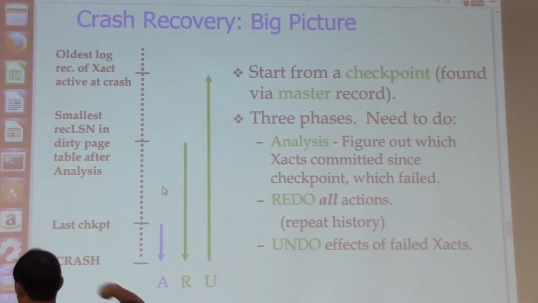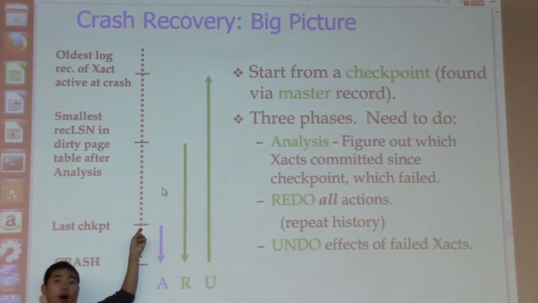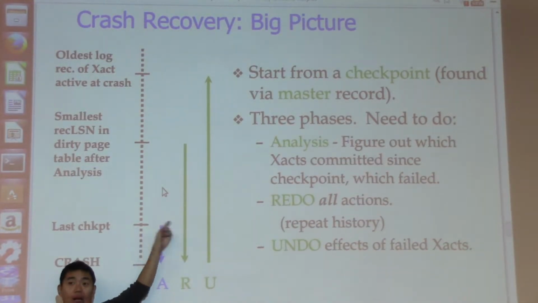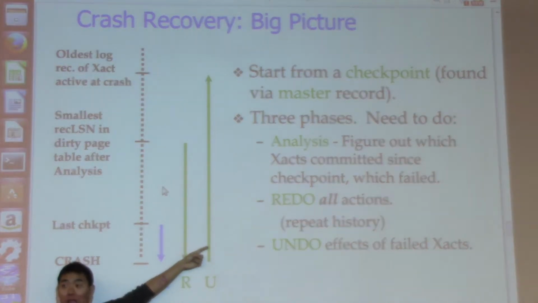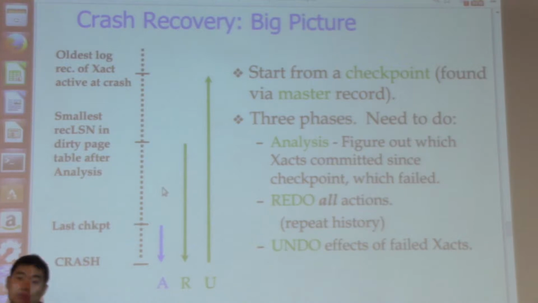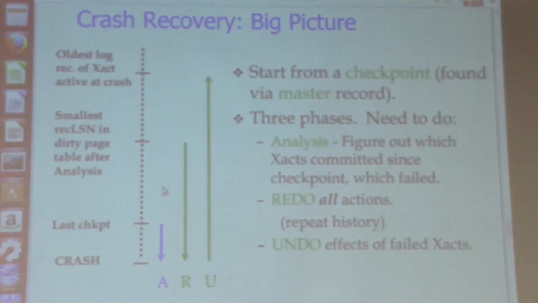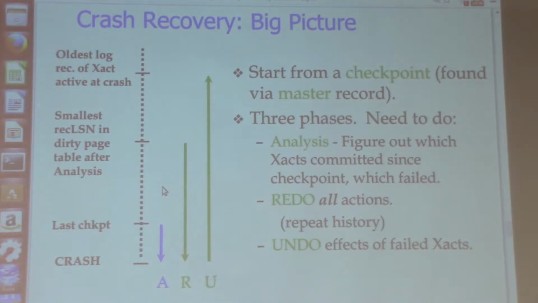What about undo? Undo is easy. If you recover the TT table at this point, for all those that are still active, meaning not committed yet, you just follow the chain to undo. That's it. And write CLRs if necessary. That's it. Okay?